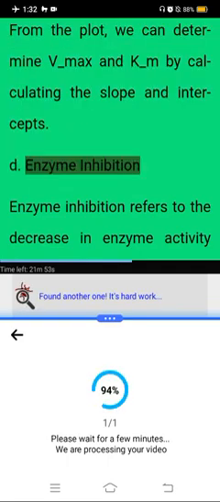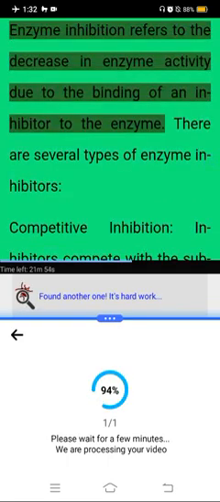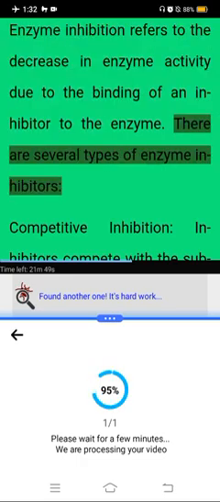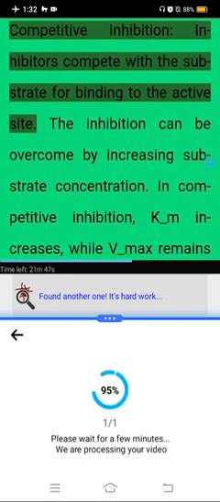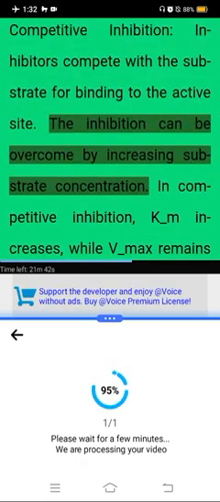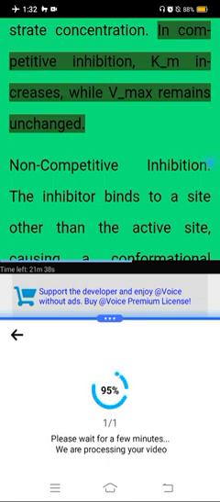D. Enzyme inhibition. Enzyme inhibition refers to the decrease in enzyme activity due to the binding of an inhibitor to the enzyme. There are several types of enzyme inhibitors. Competitive inhibition. Inhibitors compete with the substrate for binding to the active site. The inhibition can be overcome by increasing substrate concentration. In competitive inhibition, K_M increases, while V_max remains unchanged.